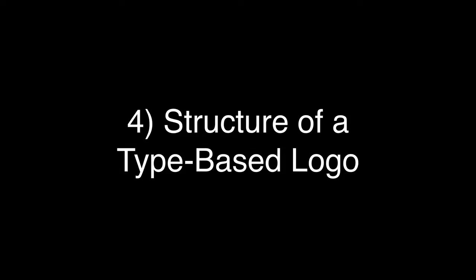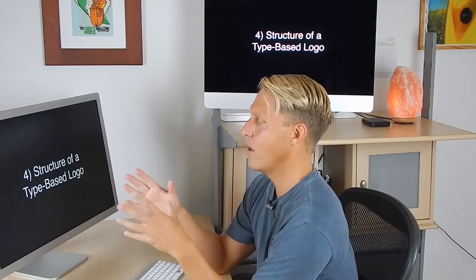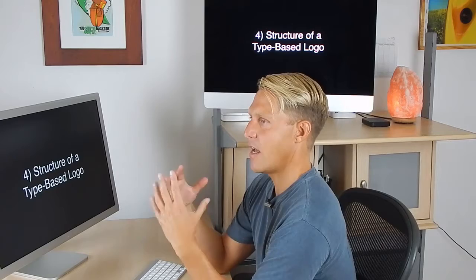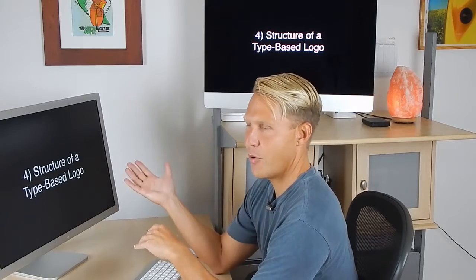So lesson 4 is called structure of a type-based logo. So what I'm talking about here is the shape of the letters themselves and also the actual composition. And the thing about logo type design, t-shirt design that differentiates it from, say, print is logotypes, designs for shirts, stuff like that.